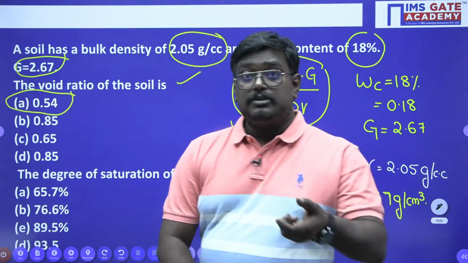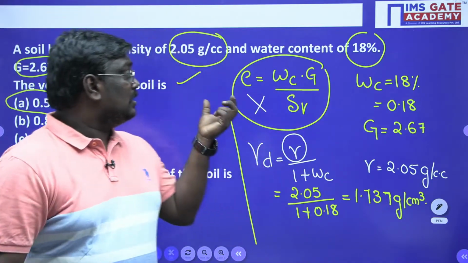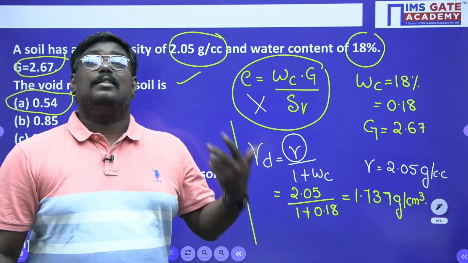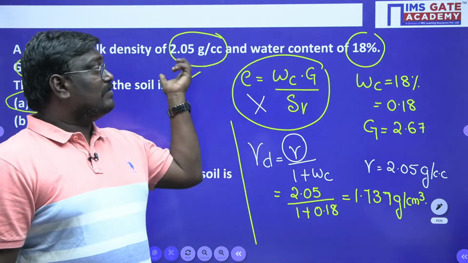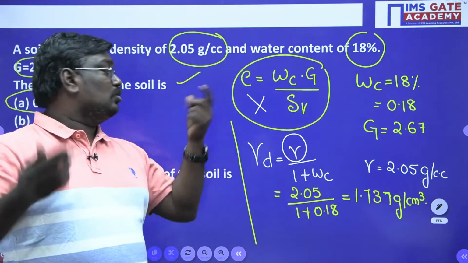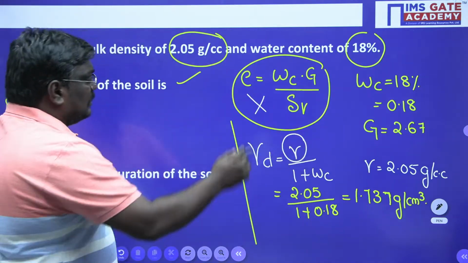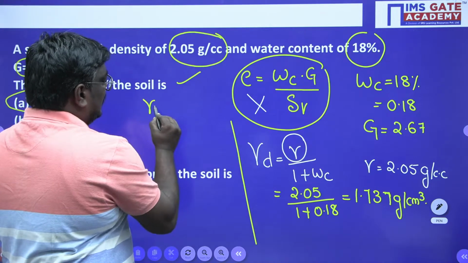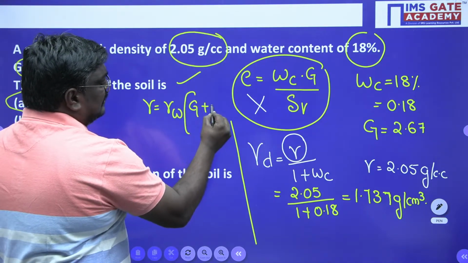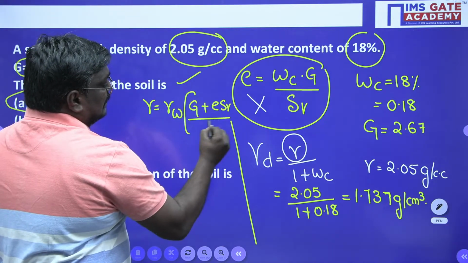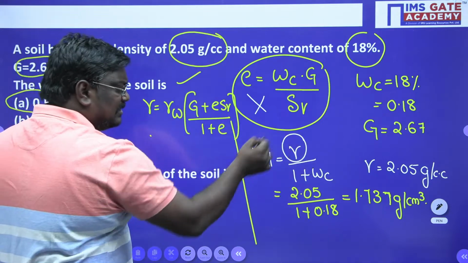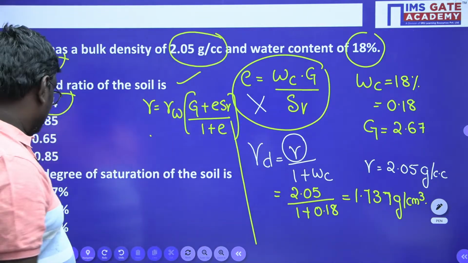Now see students, what is the unique thing here: this relation will not help you to solve the problem easily, because they have given bulk density. If they have given bulk density, you have to go using this relation. If you combine these two relations, (G plus eS_r) upon (1 plus e), you can solve it again. But it is not the easiest way to solve this problem.